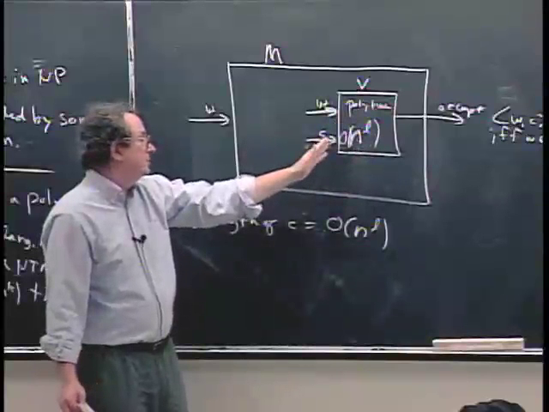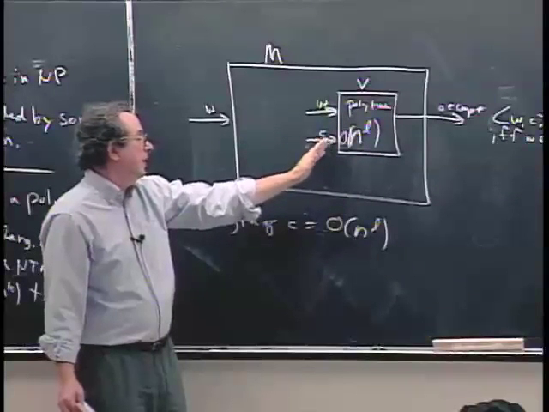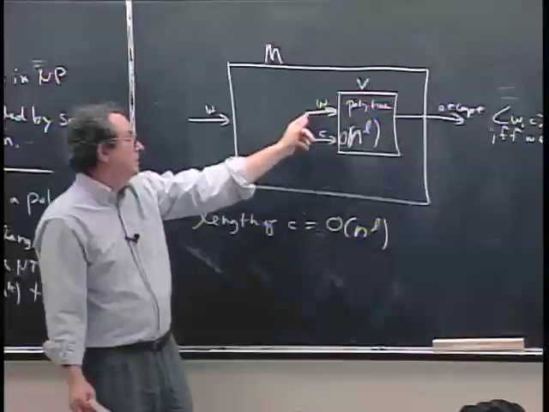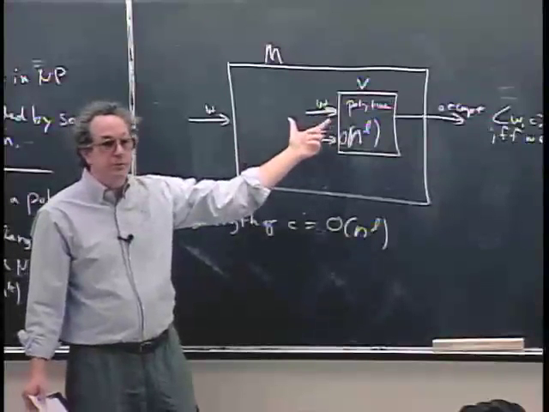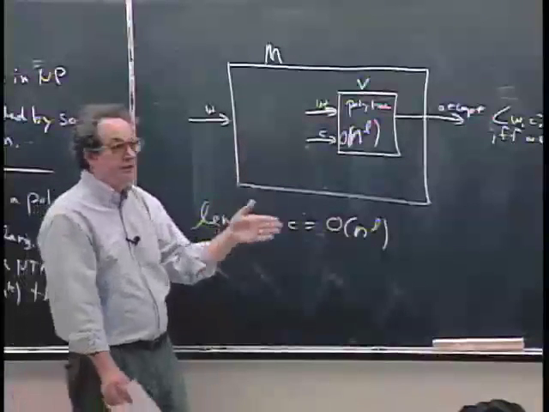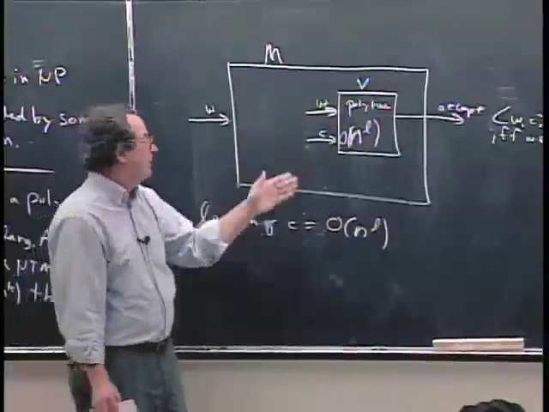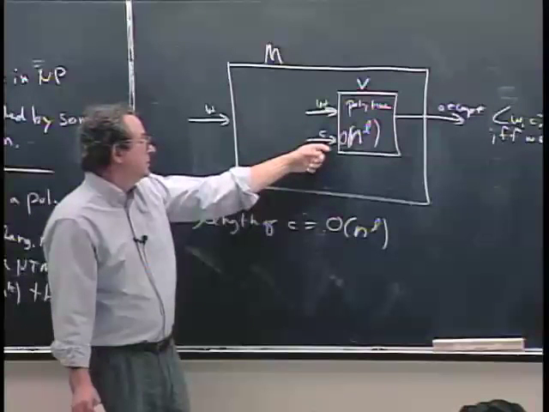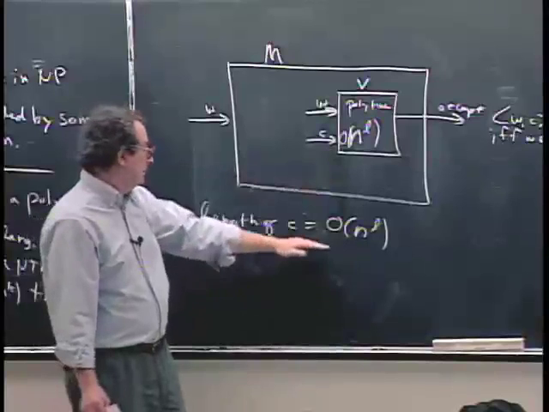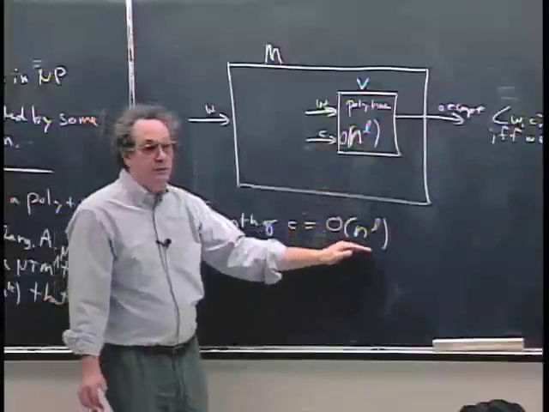You have to clock actually looking at the input C, just as you do when you look at W. So W comes in on a tape, and it takes a step of the Turing machine just to look at every character there. One step for each character, and one step for each character in C as well. So the length of C is bounded by N to the L also.